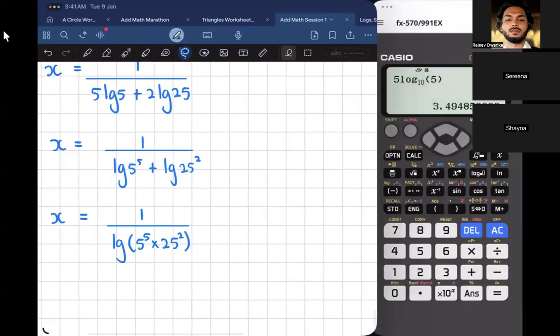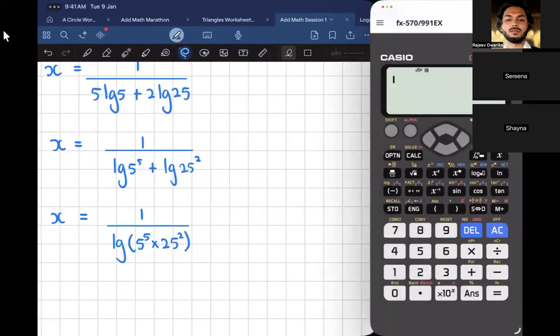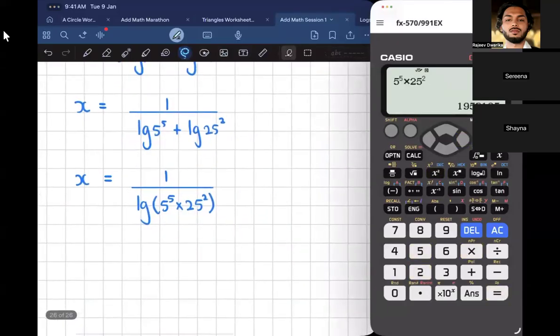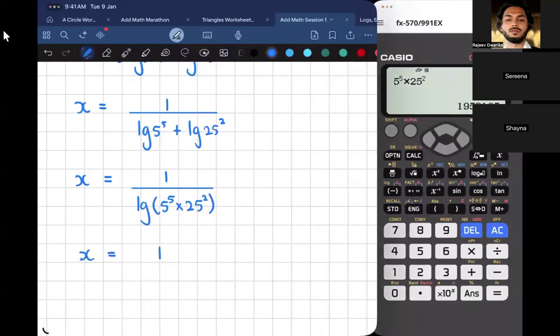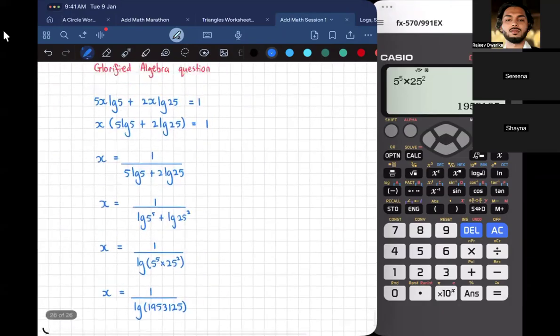And I'm going to plug that into the calculator. In AddMaths, we want the answer in the exact form, and we don't want a rounded-off answer. So I'm going to write 5 to the power 5 multiplied by 25 squared, and that's going to be quite a big number. Yeah, it's quite a big number, right? So x would be equal to 1 over log 1,953,125. That's my answer. That's the exact answer. It doesn't get simpler than that.